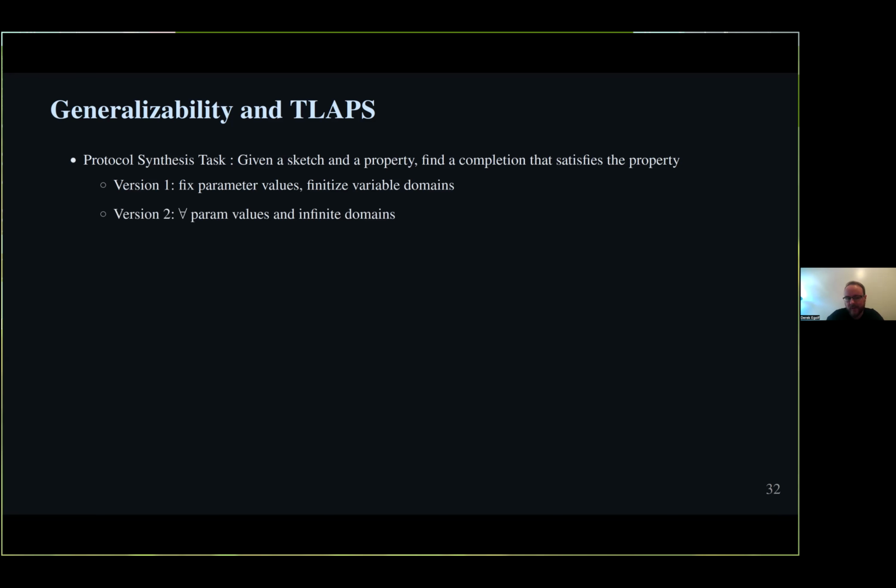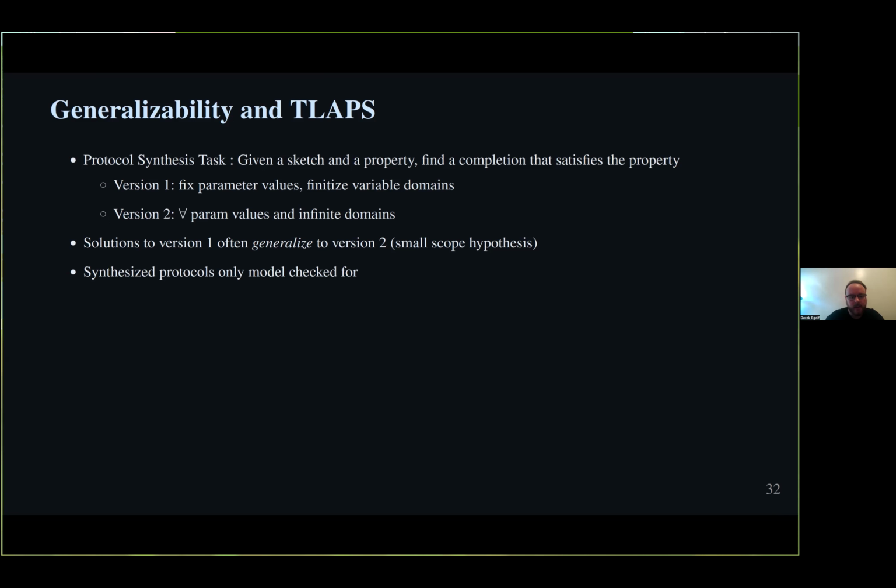But the second version of the problem, which is what we really want to solve, is no, actually, I want a protocol and I want it to be correct no matter what the instantiation is. And if the variables have an infinite domain, they should be correct no matter what value the variable takes on from that infinite domain. What's nice is that solutions to version 1 often generalize to version 2, and you might call this the small scope hypothesis, I've heard it called.